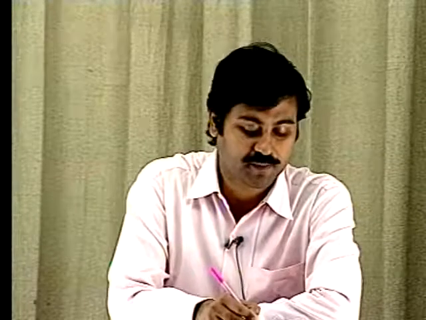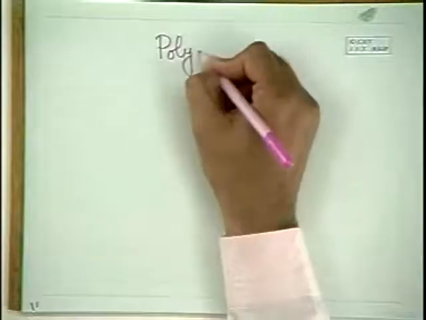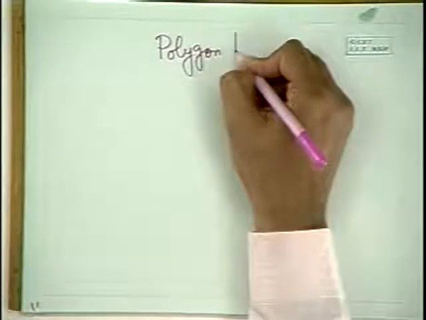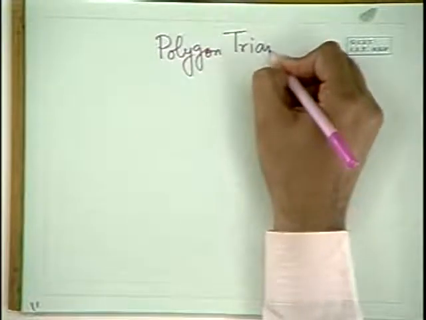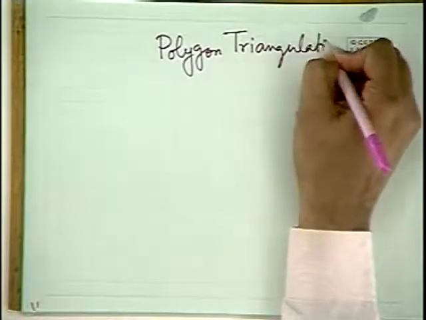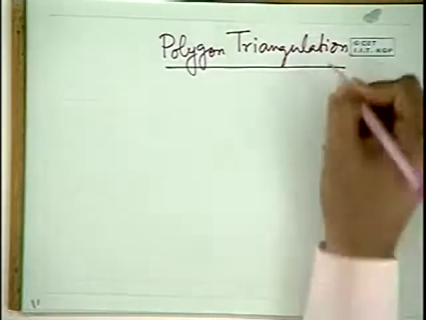So today we will see how to solve another optimization problem using dynamic programming. The problem which we will take today is called polygon triangulation. So in polygon triangulation, first let me tell you what we mean by a polygon.